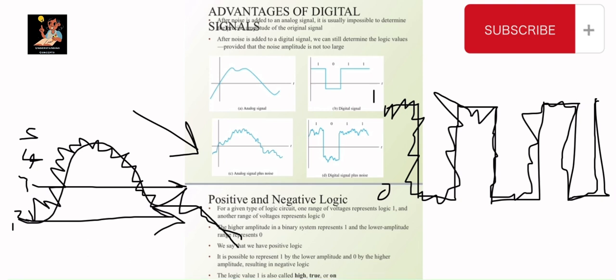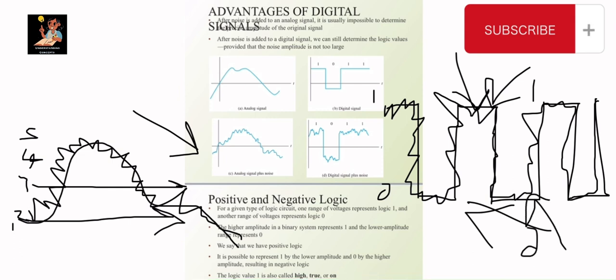But in the digital signal, this is not the situation because it ranges between the values of 0 and 1. It's either on or off. So small noise cannot just distort the shape of the digital signal. Now we have positive and negative logic. For positive logic, the higher amplitude in your graph represents 1 and the lower amplitude represents 0. If you reverse it, so that the higher amplitude represents 0 and the lower is 1, we call this negative logic.